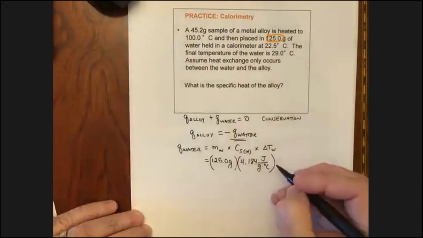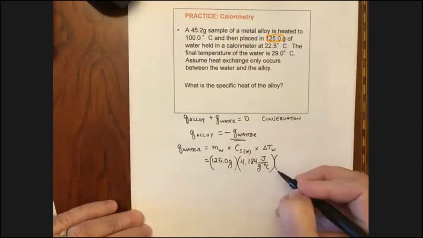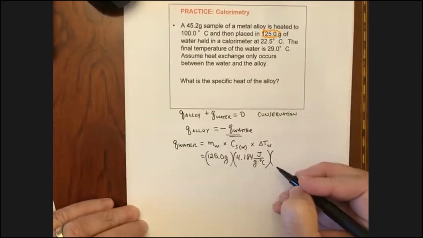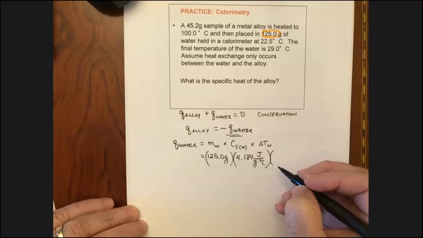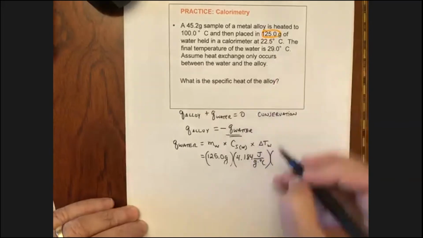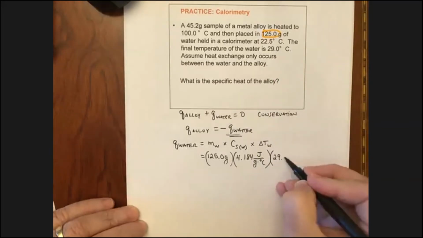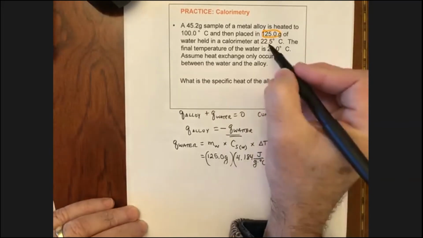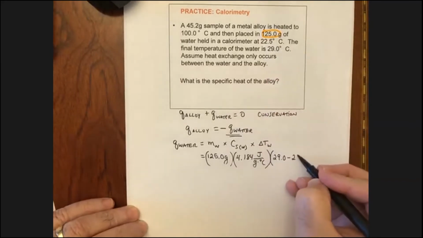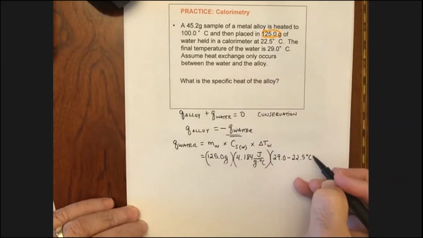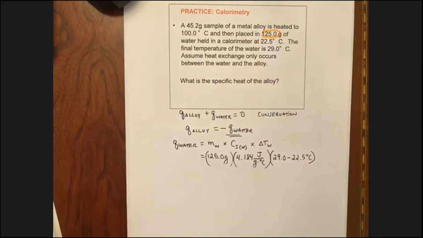Now, what is the temperature change? Don't forget, it's always final minus initial. Don't get mixed up. There is a sign to it. Okay, it says the final temperature was 29.0 degrees and the water started at 22.5 degrees Celsius. Now, I'm going to give you a few moments to tackle that calculation. I forgot to get my calculator, so I'm going to go pick it up.